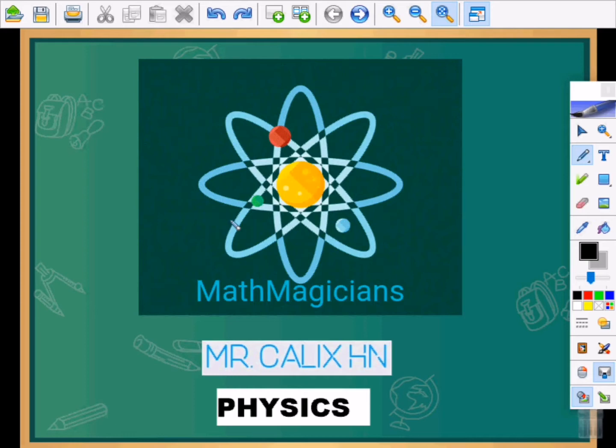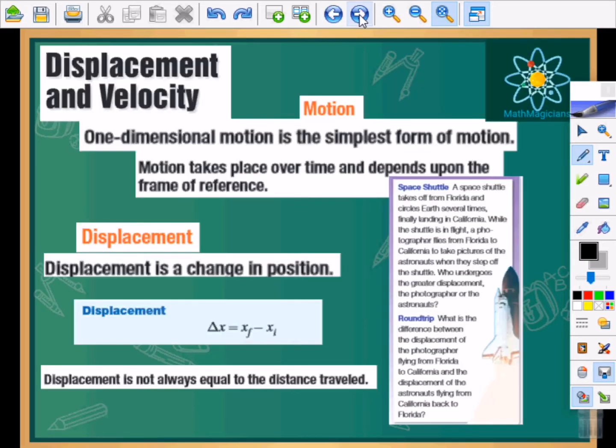For this video, we will start discussing displacement and velocity. Our first topic would be motion. Motion is something that happens all around us every day. Every day we see objects move in different directions with different speeds.